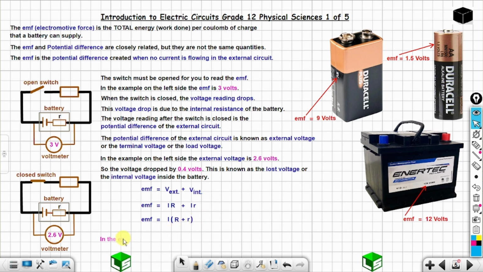So, in the example on the left side, the EMF is equal to external voltage plus internal voltage. This is equal to external voltage, 2.6 volts, plus internal voltage, which is 0.4 volts. You are going to have 3 volts, which is the EMF.